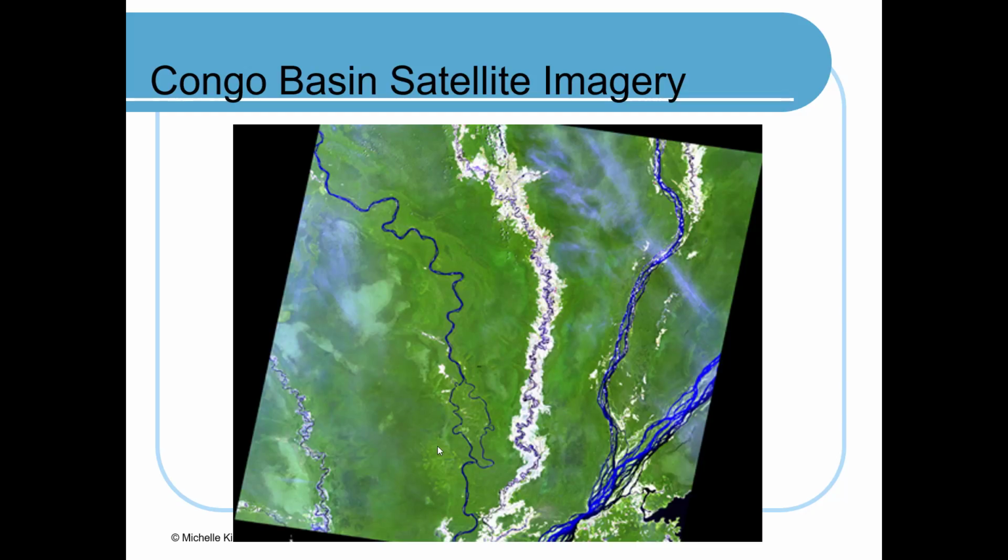So here is an example of imagery from the Congo Basin, and you can clearly see that there are natural features visible, and you can see the water bodies in blue, and in this example, the dry riverbeds are in light tan.